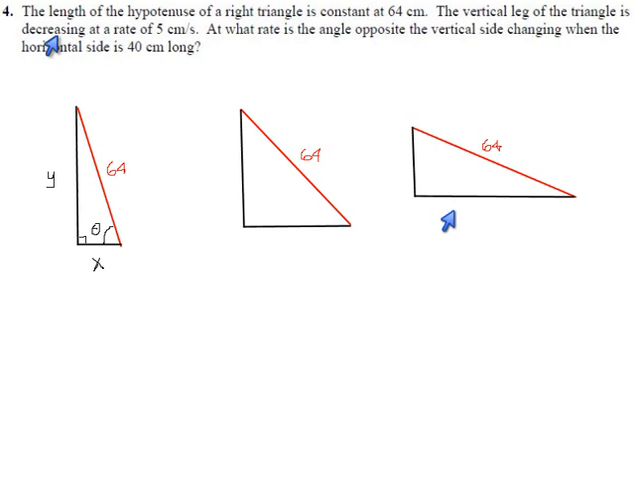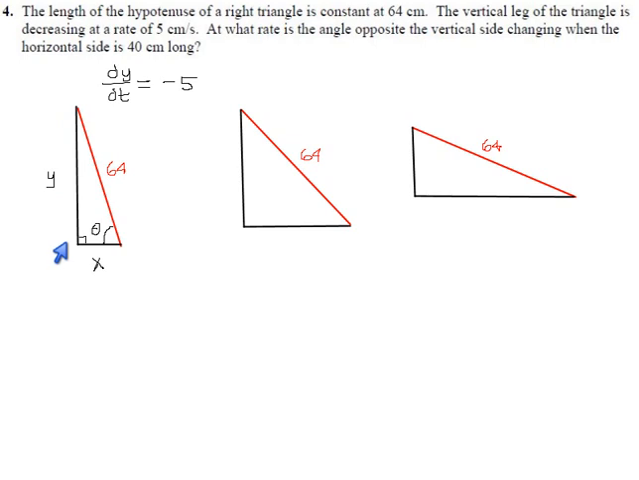They say the vertical leg, so y, is getting shorter by 5 centimeters per second, which we would write dy/dt equals minus 5. At what rate is the angle opposite the vertical side, the one I've marked theta here, changing when the horizontal side, x, is 40 centimeters long? So we need some kind of expression that includes this angle, and we know that the y side is changing, so we want to include that also.